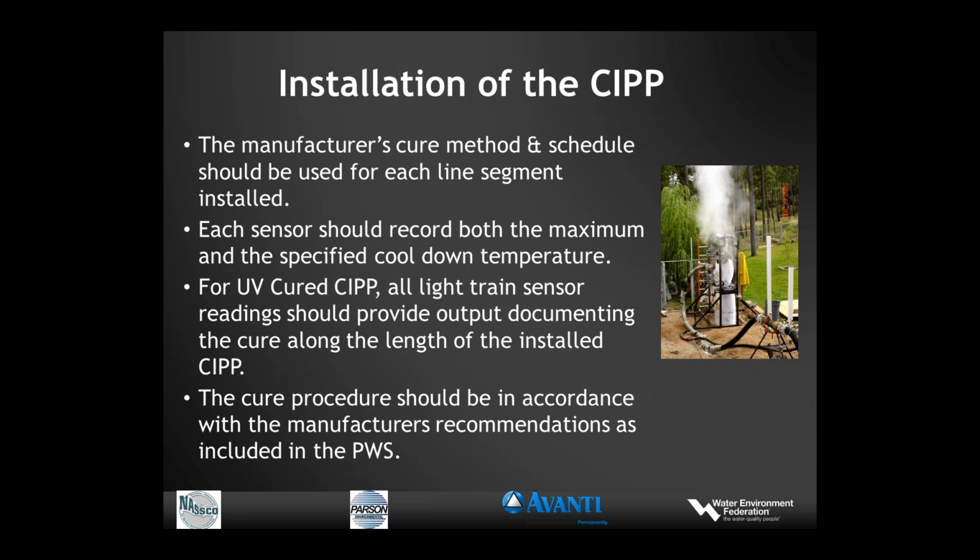Each sensor should record both the maximum and specified cool down temperature. Should be able to cover the entire temperature range. Now, if it's a UV cured CIPP, all light trained sensor readings should provide output documenting the cure along the entire length. So we have different types of cure. We have heat cure and UV cure.